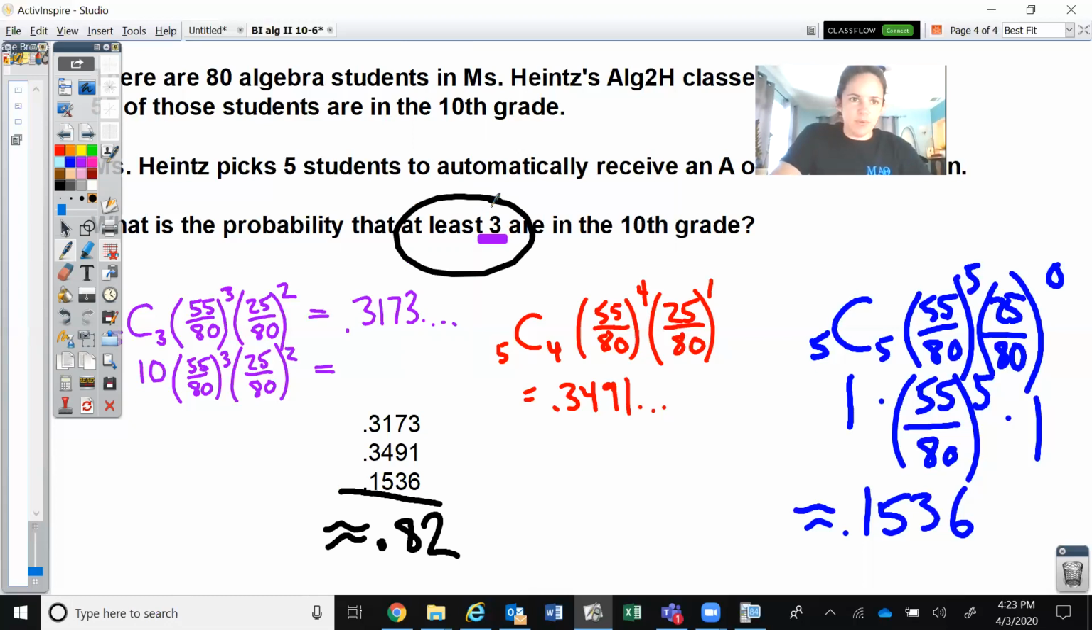And then if we wanted to, we could also calculate the probability that 2 of you would be in the 10th grade, 1 of you would be in the 10th grade, or 0 of you would be in the 10th grade. So there would be 6 options, right? From all the way from 0 to 5. So 0, 1, 2, 3, 4, or 5. And those 6 options all added up should equal 1, because one of those 6 outcomes has to happen. So there you go. There is some binomial probability for you.